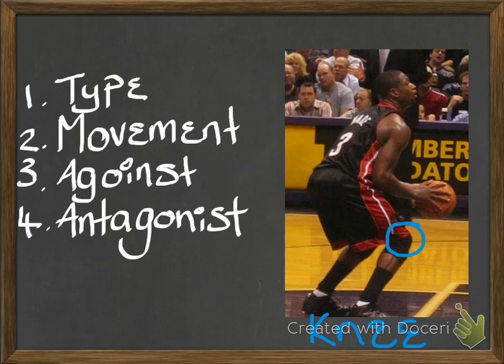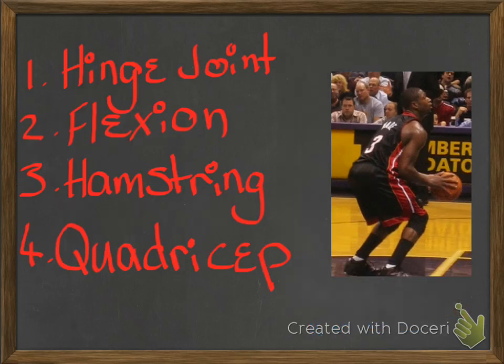Number 2, movement. What movement is happening at that joint? Again, if you don't know, scroll back. 3, what is the agonist? And number 4, what is the antagonist? If you're unsure, scroll back. If you've answered all 4 questions and you want to check your answers, they are here.